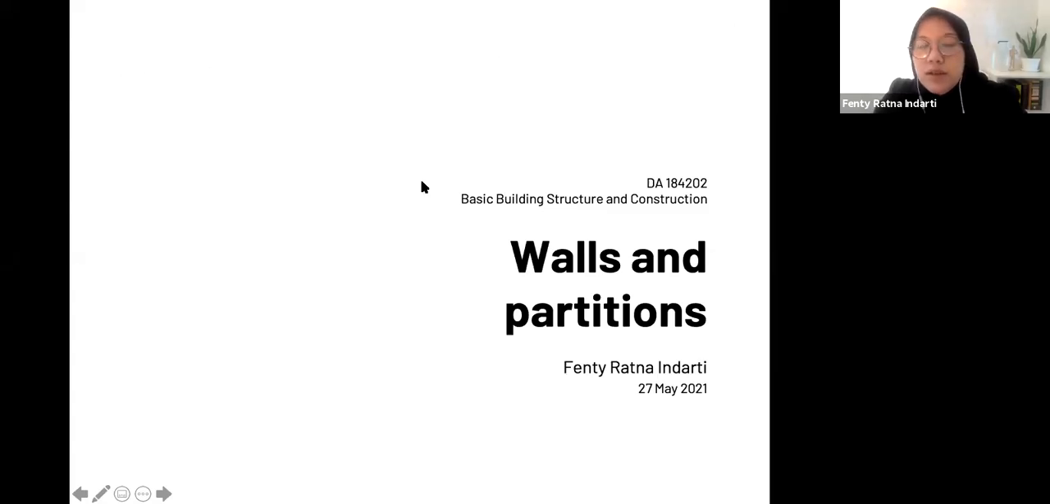So in this week, week 10, or meeting 10, we will discuss walls and partitions. It's related to the building envelope, and it is a part of our design manifestation. That's why walls and partitions usually become the expression of your design intentions.